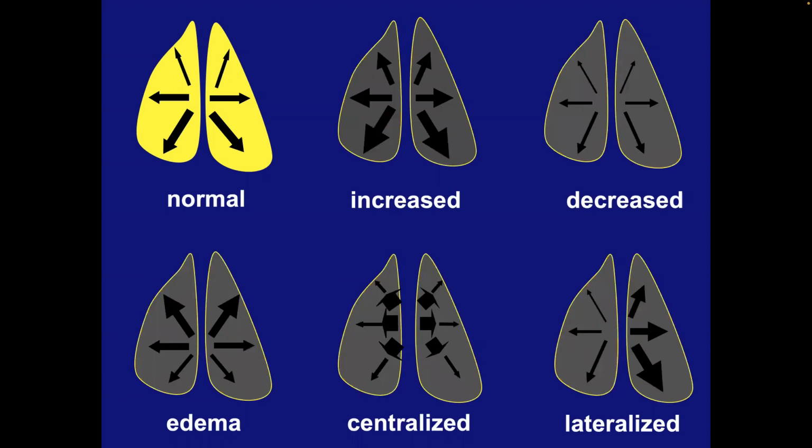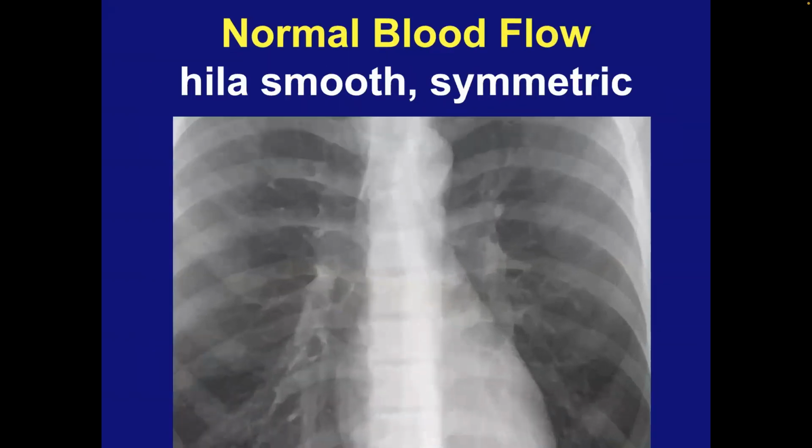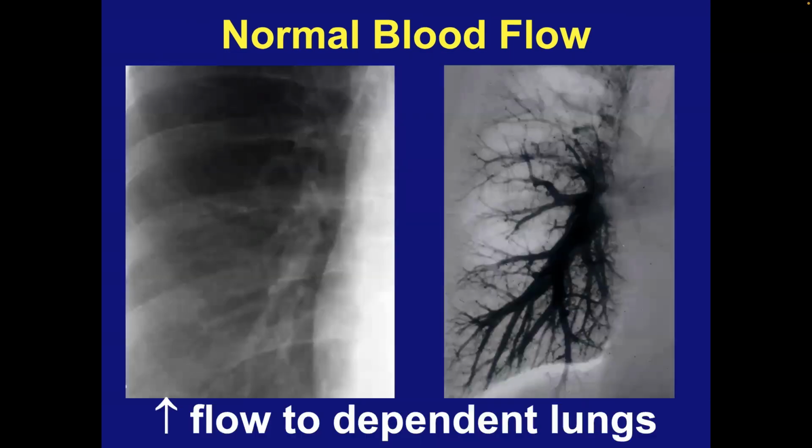What is normal pulmonary blood flow on a radiograph? Well, normally the main pulmonary artery forms a convexity that is smaller than that of the transverse aorta. The hila are smooth and symmetric bilaterally, although the left hilar vessel is a little higher than the right. In terms of size, the right descending interlobar artery should measure about 1 to 1.5 centimeters. So that's a ballpark to keep in mind when you're trying to decide whether hilar vessels are too big or too small. And normally, there is more blood flow to dependent lungs, so that on an upright film, the vessels in the lower lungs are bigger than the vessels in the upper lungs.